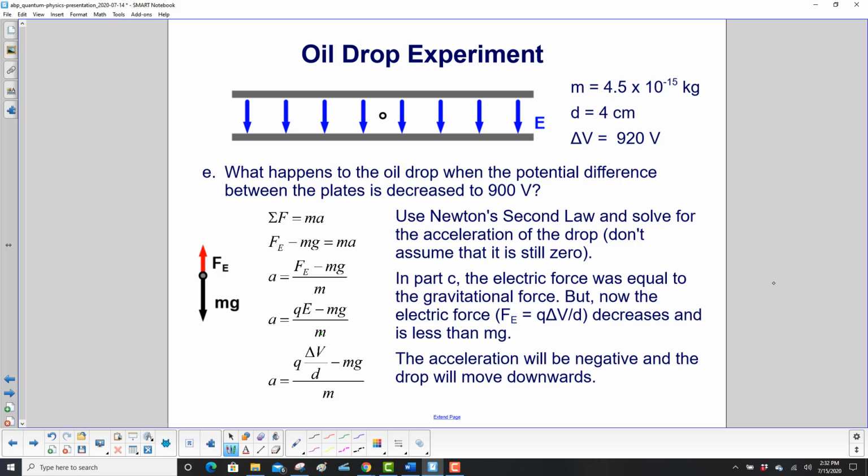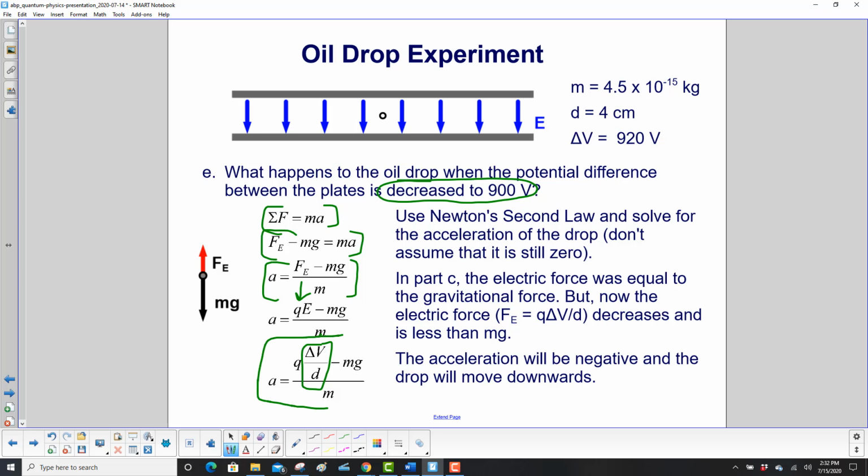What happens to the oil drop when the potential difference between the plates is decreased to 900 volts? Let's use Newton's second law. The sum of the forces is ma, electric force is up, minus the gravitational force down, and we're not going to assume that the acceleration is 0 this time. We don't know, we're going to find out. So we isolate acceleration by dividing both sides by m. What is electric force equal to? Well, QE, so we substitute that in. What is E equal to for parallel plates? Delta V over d, so we substitute that in.